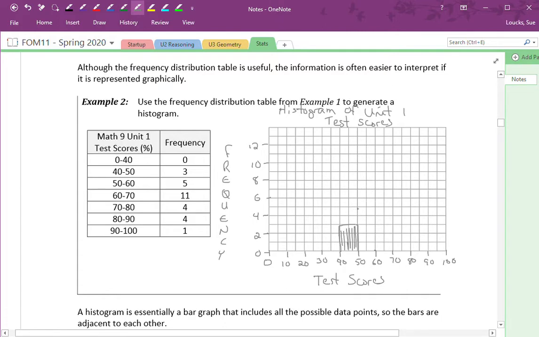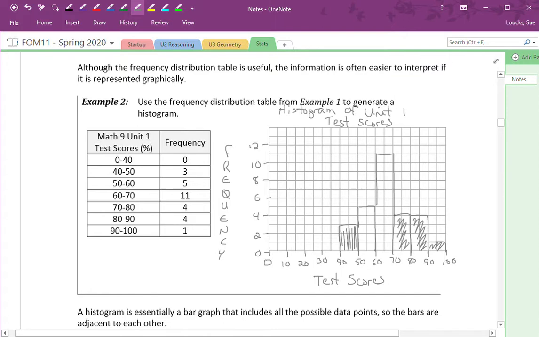Okay, so from 50 to 60, it goes up to 5. From 60 to 70, there's 11. 70 to 80 is 4. 80 to 90 is 4, and 90 to 100 is 1. So I'm just going to shade those in.